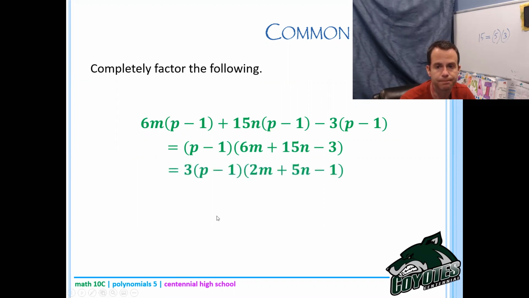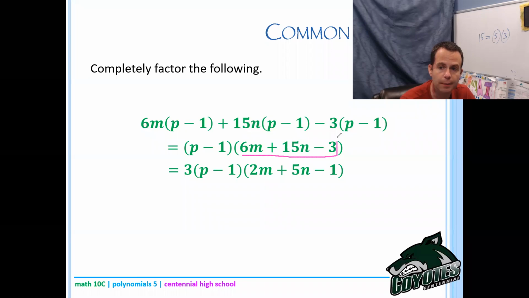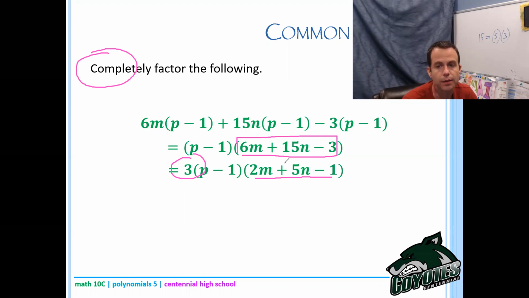Now, I did one more step here, and the reason I did one more step is because I'm looking at this. Remember, the question will always say completely factor. So when I see 6m and 15n and negative 3, I say, hey, there's a 3 common to all of those, so I'm going to pull the 3 to the front. That's where this guy came from. And then what's left is 2m plus 5n minus 1. That's this guy with the 3 divided out of each term. Okay?